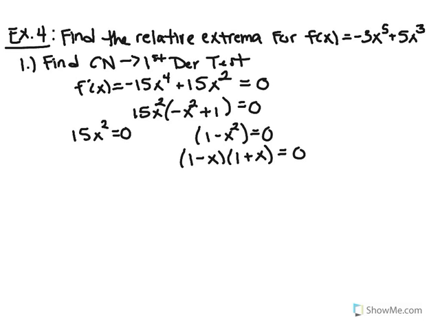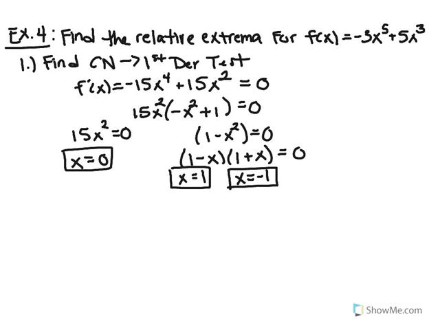Okay. So we get 3 solutions. My solution over here is going to be x equals 0. My solution for this piece is x is going to be equal to 1. And my solution for this piece is x is going to be equal to negative 1. So those are all my critical numbers. Okay. Now we want to find our second derivative.